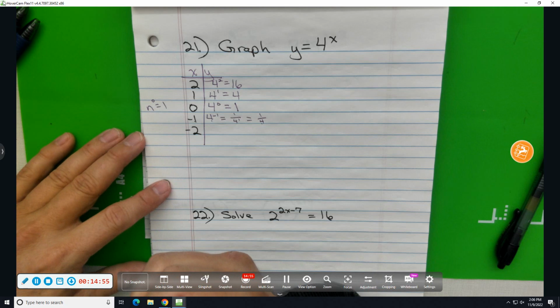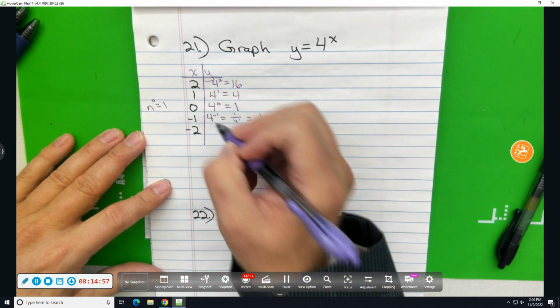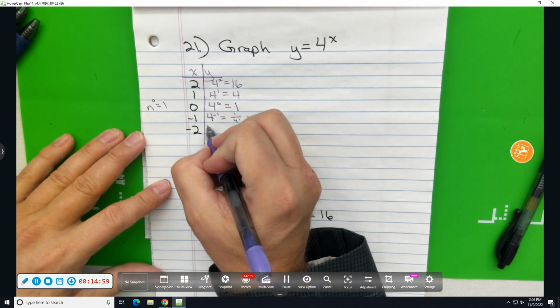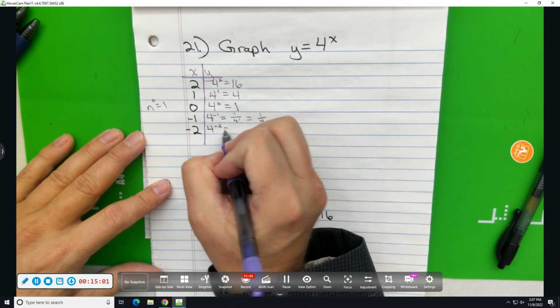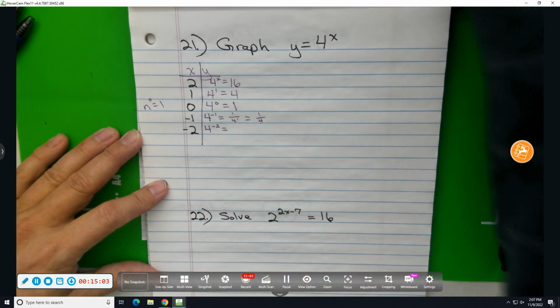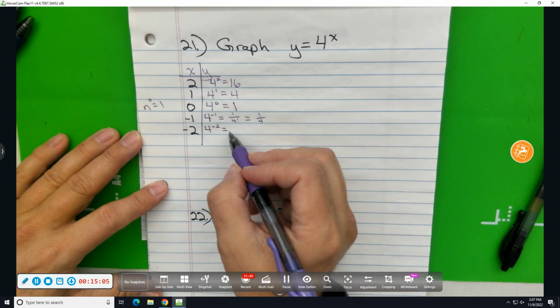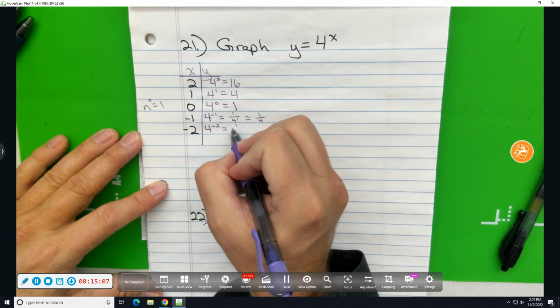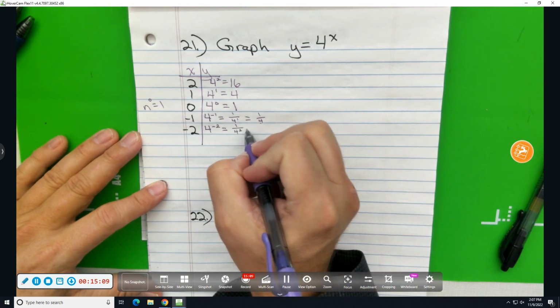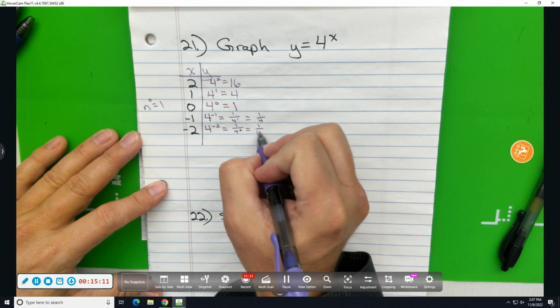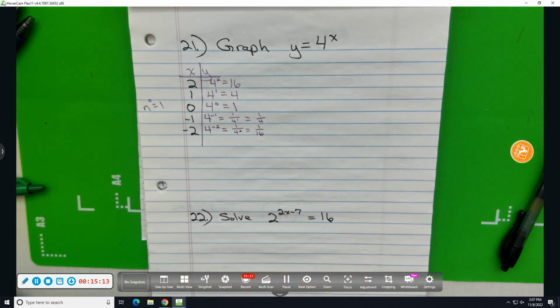What about when we plug in the -2? 4 to the negative 2 power. That's 1 over 4 squared, which is 1/16.